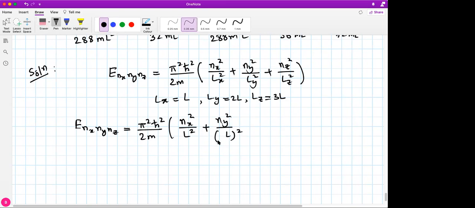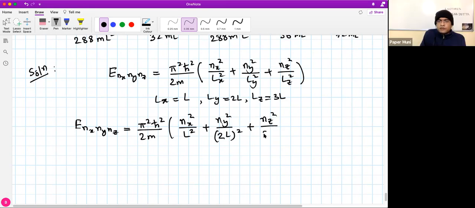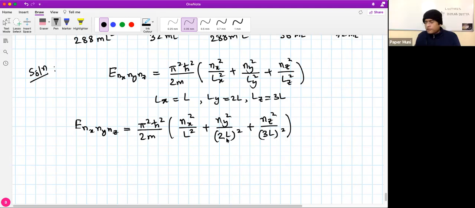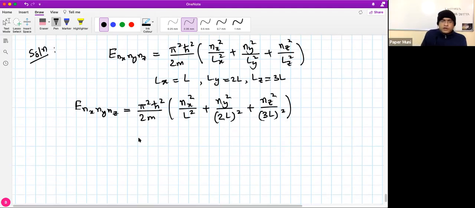Sure. This is plus, this is nz square by 3L square. Okay. Now this is the expression for energy which you get. Now we can simplify it further.